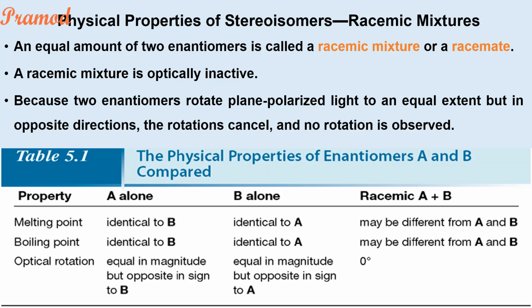Now let us see the properties. The melting point of enantiomer A is the same as that of B. The boiling point is the same too. The rotation is equal in magnitude but opposite in sign; B is also the same, only opposite. But in the case of the racemic mixture, the melting point may be different from A and B, and the observed rotation will be zero. These are the properties of a racemic mixture.